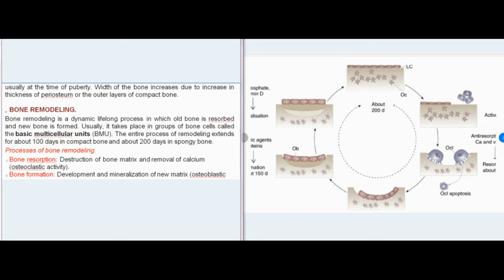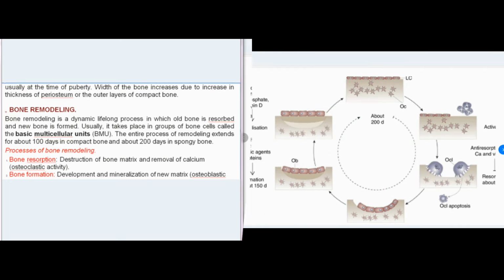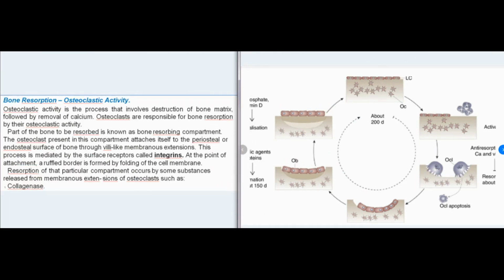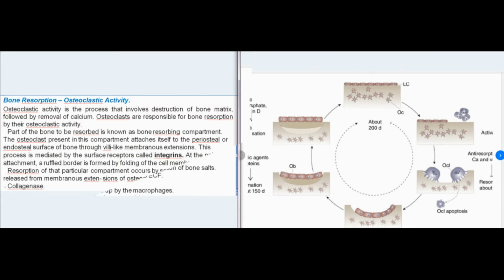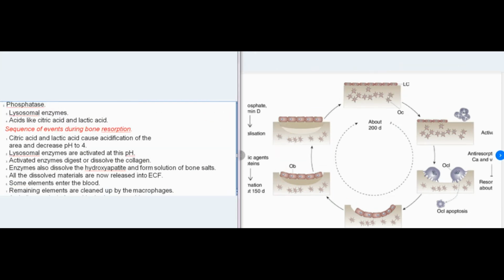Processes of bone remodeling. Bone resorption: destruction of bone matrix and removal of calcium, osteoclastic activity. Bone formation: development and mineralization of new matrix, osteoblastic activity. Bone resorption, osteoclastic activity. Osteoclastic activity is the process that involves destruction of bone matrix, followed by removal of calcium. Osteoclasts are responsible for bone resorption by their osteoclastic activity.